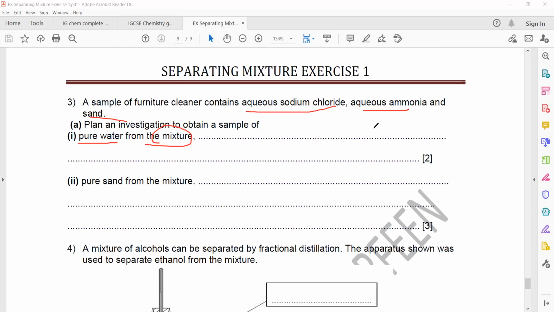Which technique? Fractional distillation or simple distillation? Fractional distillation is used if liquids are mixed with each other, but here you have solutions: aqueous sodium chloride is a salt solution, plus aqueous ammonia and sand. So we will use simple distillation.